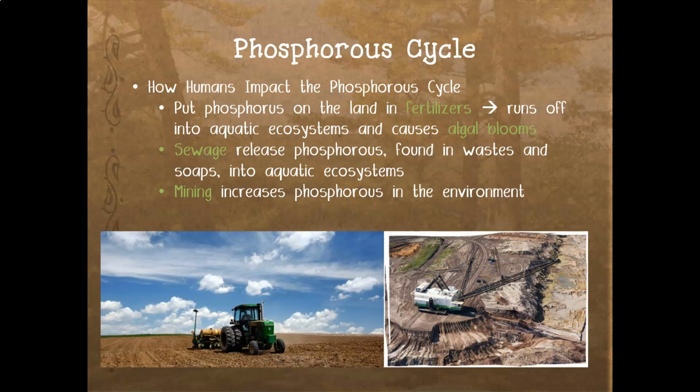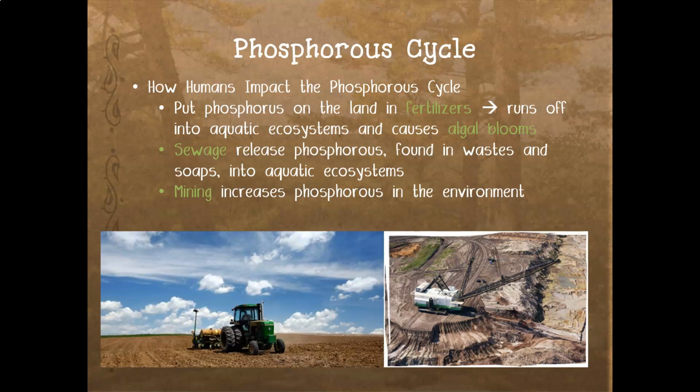Sewage also can release phosphorus into our ecosystems if that sewage isn't properly managed. Sewage is general waste, both human and otherwise, and so we can get some of that phosphorus there. A lot of soap products also contain phosphorus and can get washed into aquatic ecosystems. Again, having too much phosphorus, wherever it's coming from, whether it's fertilizers, soaps, sewage, whatever, compounds the problem of those algal blooms.